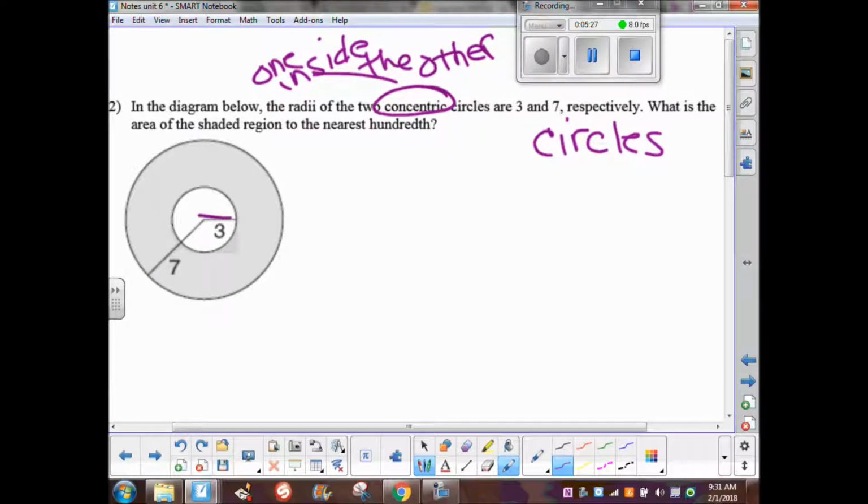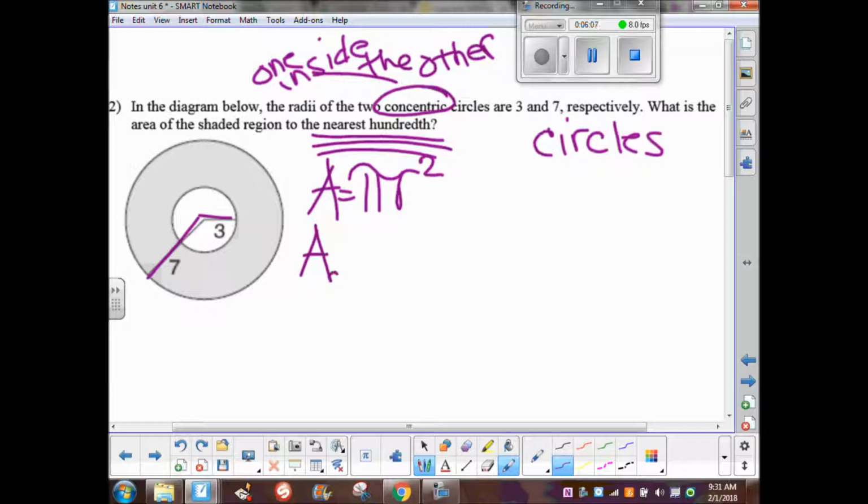Small one has a radius of 3, the large one has a radius of 7. What is the area of the shaded region to the nearest hundredth? So now we're going to use the calculator. We're going to use the pi key, because it says nearest hundredth, it doesn't say in terms of pi. Area formula for a circle: pi times radius squared. Guys, this is day 3 on this, so that should be rather quick. So let's do the small circle.